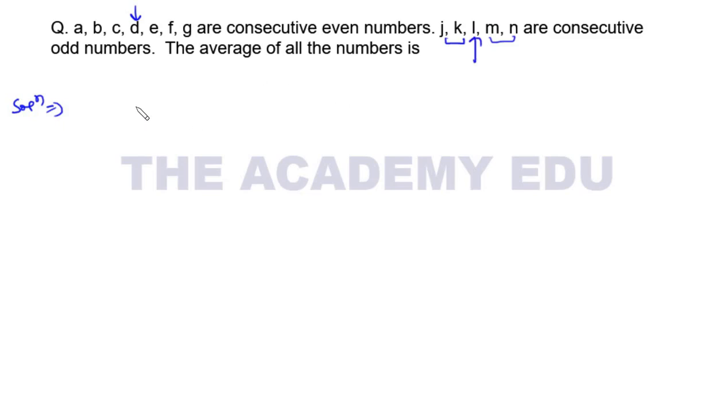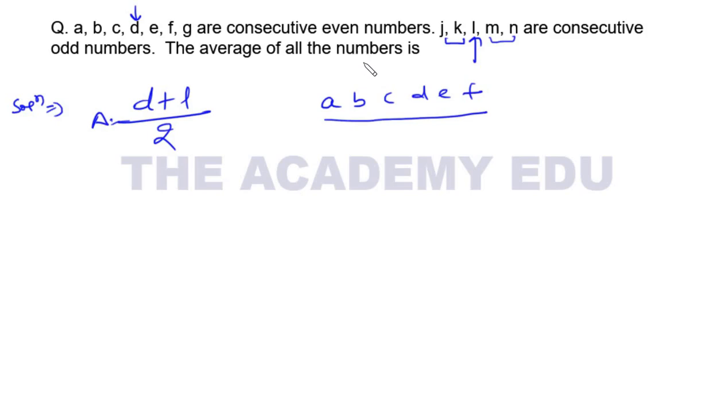There are many ways to find this average, so it depends on the option. Maybe it is D plus L divided by 2. This is the average if it is an option. Okay, there is another method. See here, A, B, C, D, E, F. This is 5 consecutive numbers.